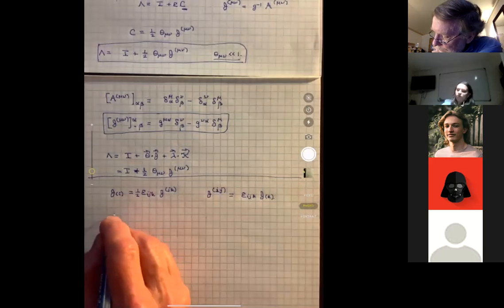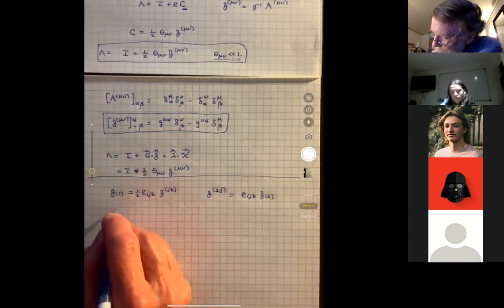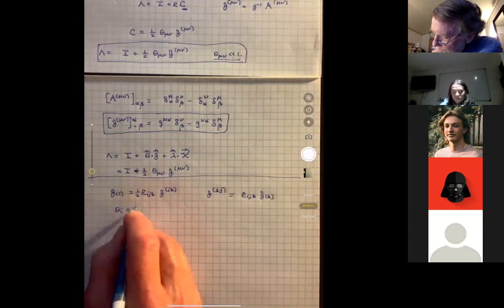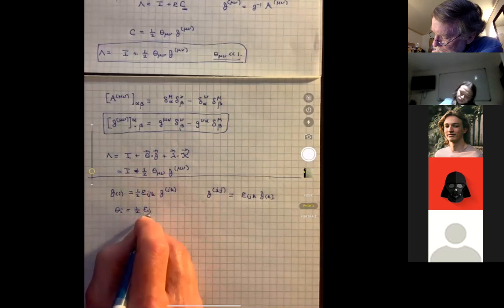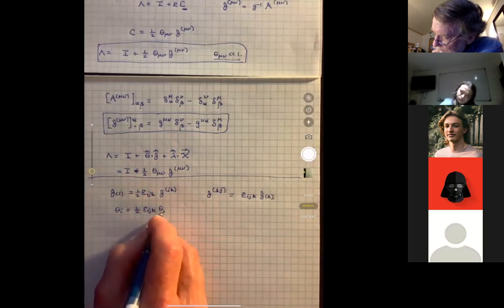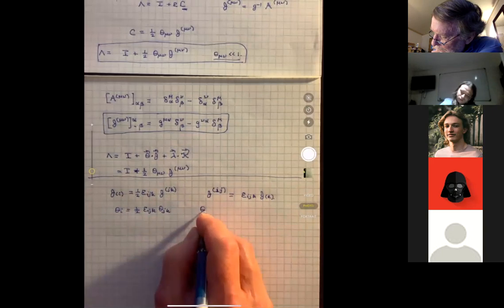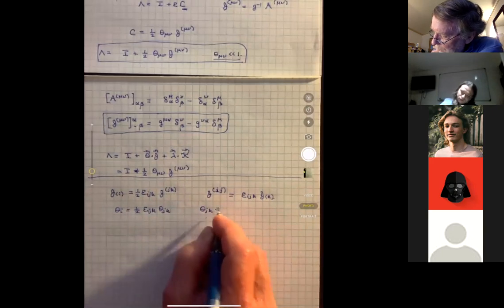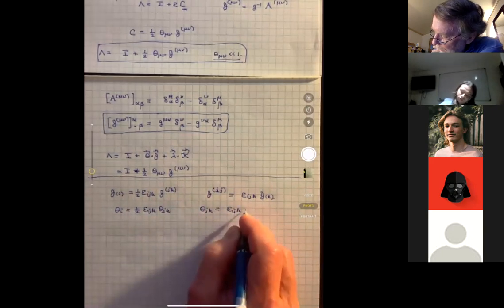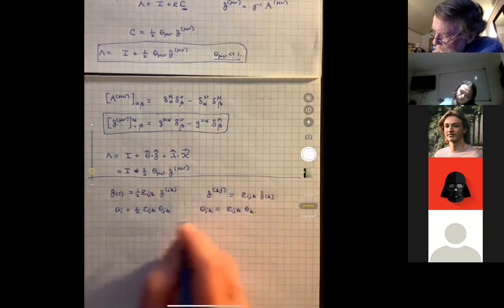Similarly, the corresponding theta vectors are that theta_i is equal to 1/2 epsilon_ijk theta_jk, or theta_jk is equal to epsilon_ijk theta_k. This is the connection between the parameters.